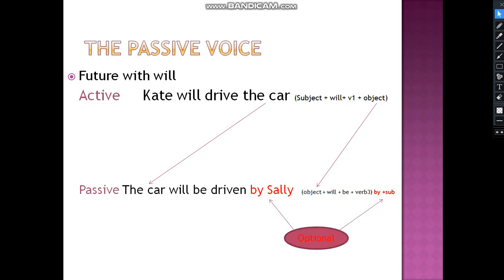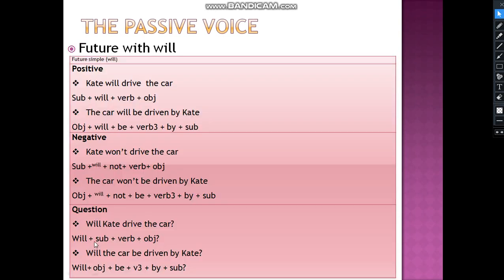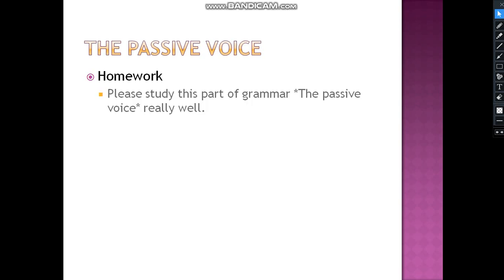Very easy. I really hope you study these tenses and memorize them by heart, because the passive voice is very complicated and it's going to stick around until you reach Tawjihi. It's very important in the Tawjihi. So this is the future with will. Of course, the negative we use not. The question we ask with will, or we ask with the WH question, but it's not our concern now.